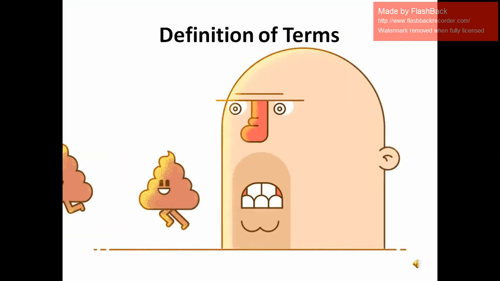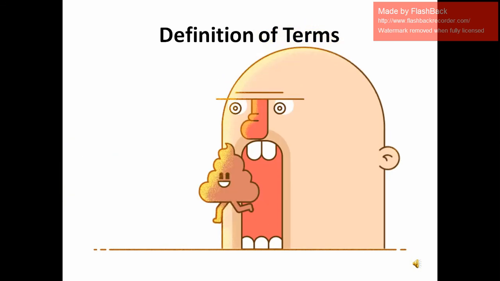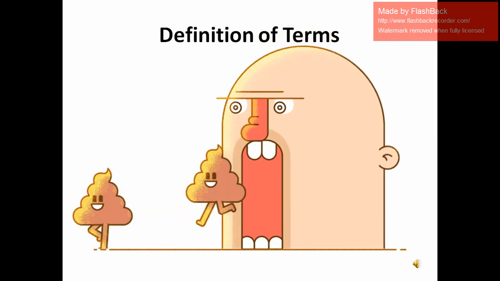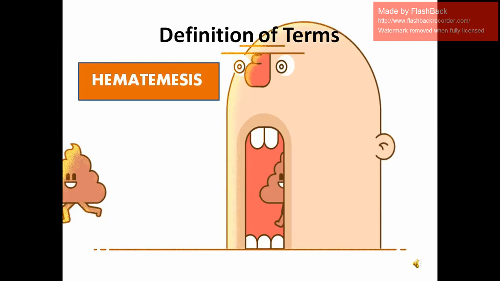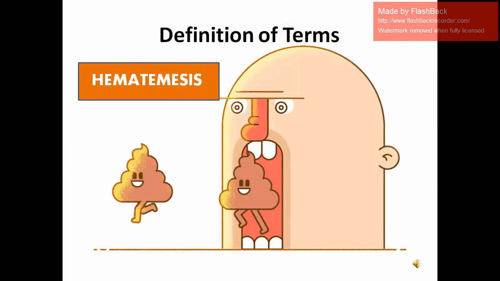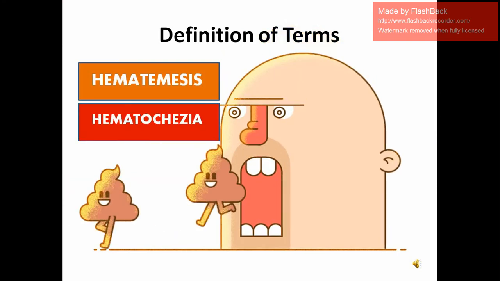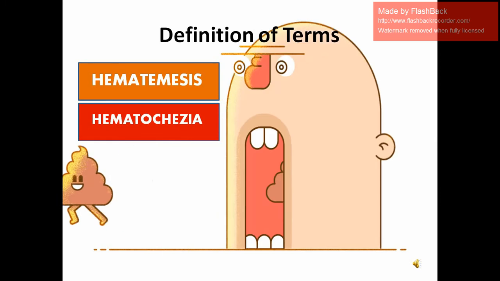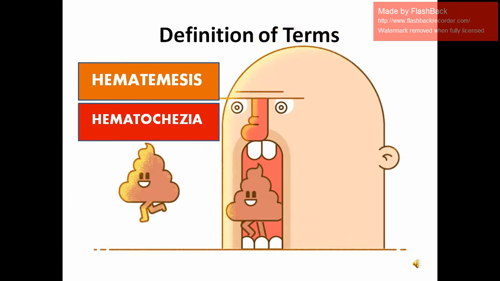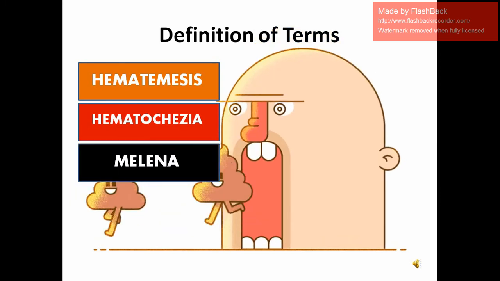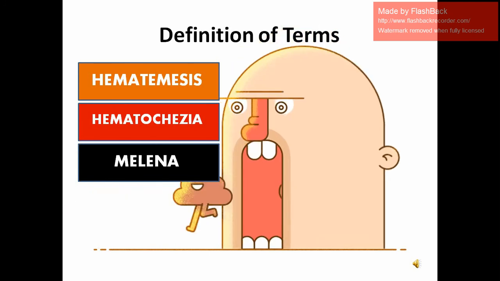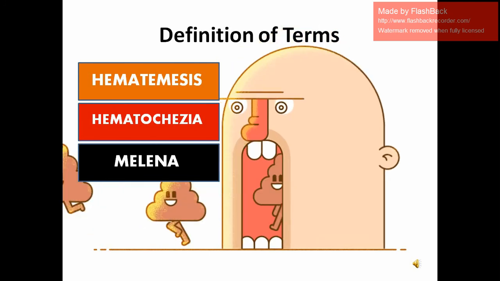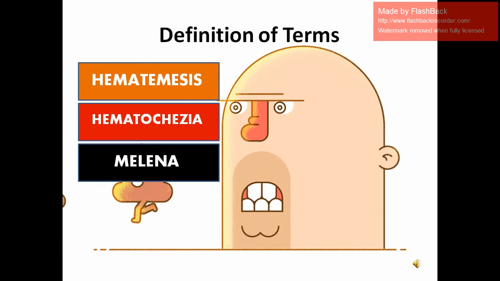Let us first define certain terminologies that are related to bleeding. Hematemesis is the vomiting of red blood or coffee ground material. Hematochezia is the passage of red or maroon blood from the rectum. Melena is the passage of black, tarry stools that is composed largely of blood that has been acted on by gastric juices. This is indicative of an upper GI bleeding.